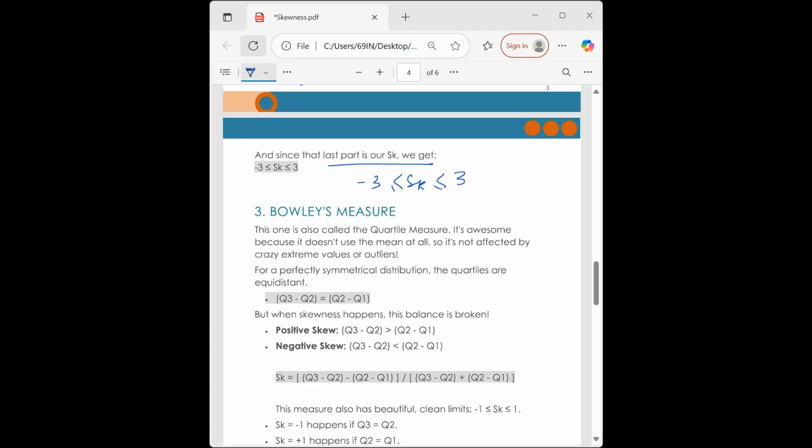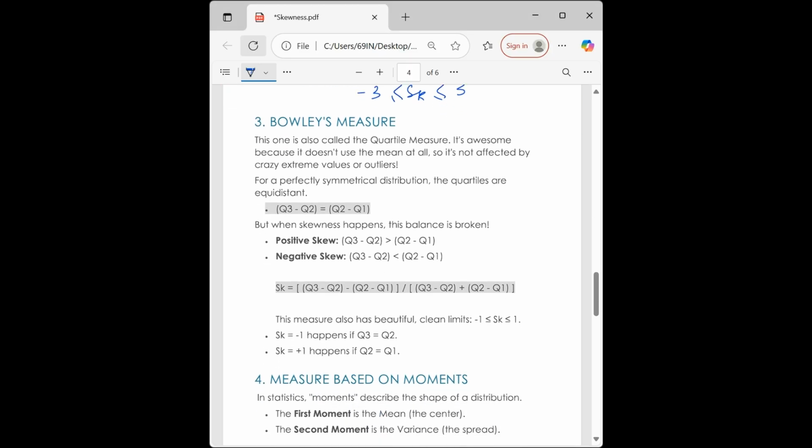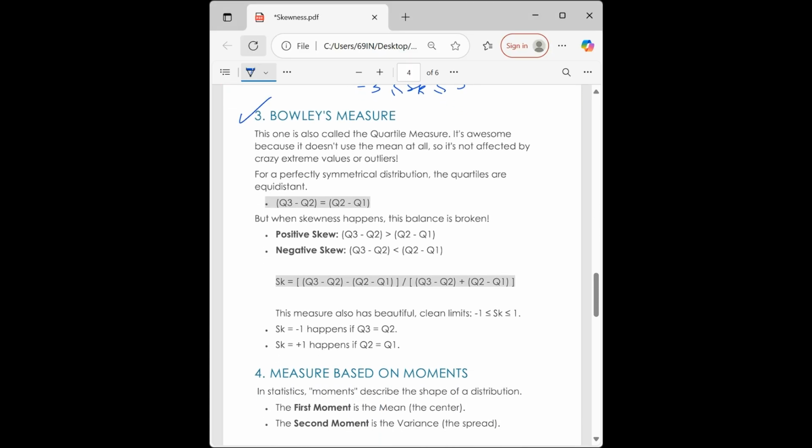This makes it perfect for comparison. Now coming to Bowley's measure. This one is also called quartile measure. It's awesome because it doesn't use the mean at all, so it's not affected by crazy extreme values or outliers.